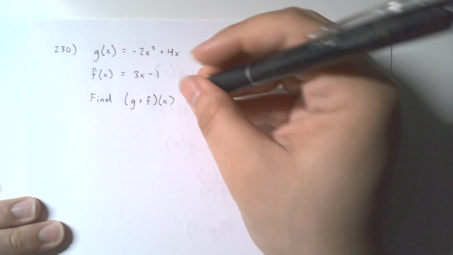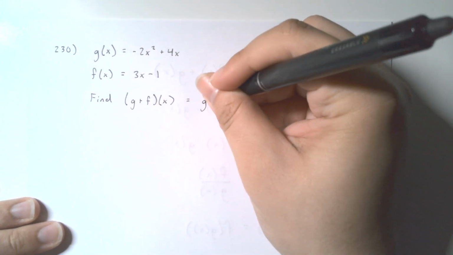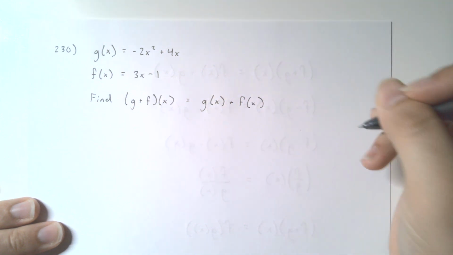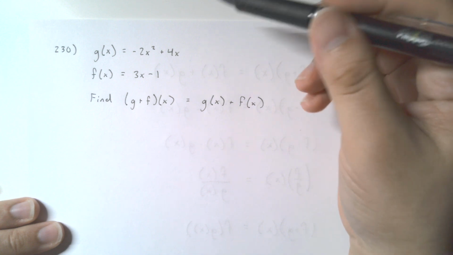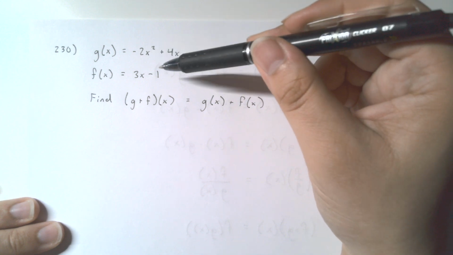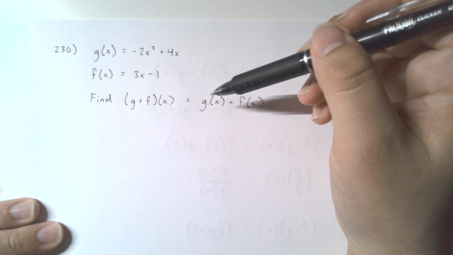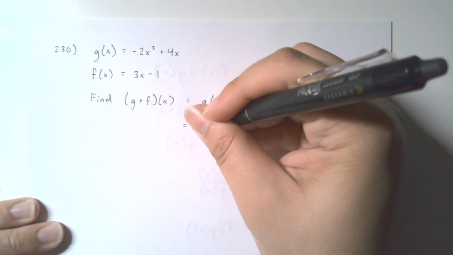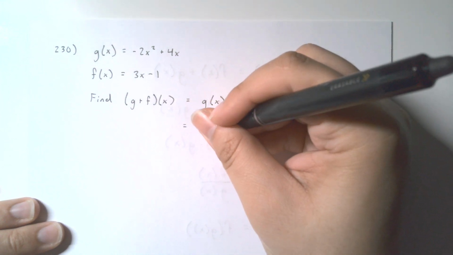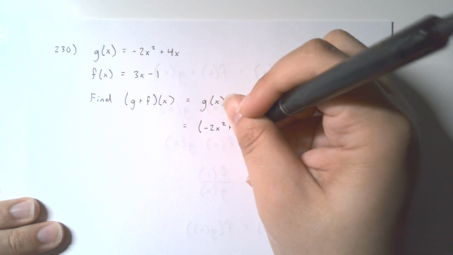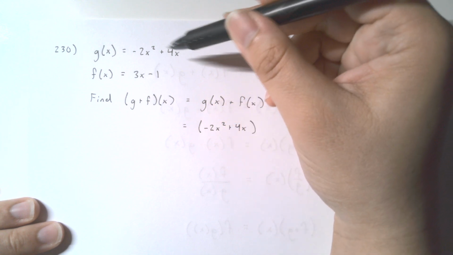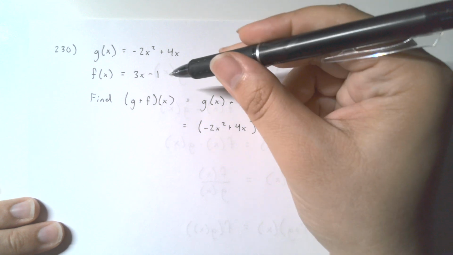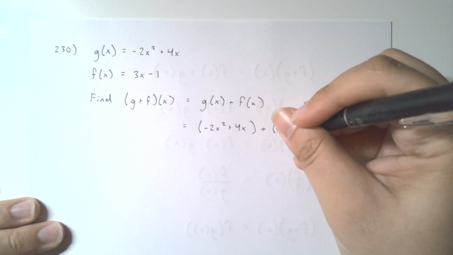And so, just like last time, this just means we have g of x plus f of x. And our functions are already defined for us. We have g of x up here, we have f of x up here, and so we're just going to replace g of x and f of x respectively. And what we get is negative 2x squared plus 4x, so g of x up here, plus whatever f of x is, which is 3x minus 1.